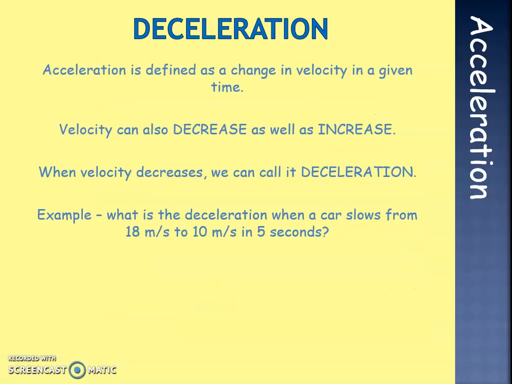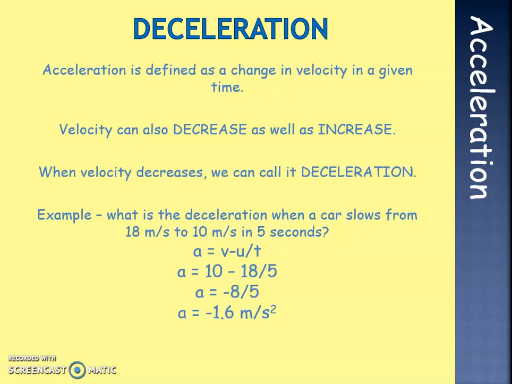Now, acceleration is defined as a change in velocity in a given time, and velocity can decrease as well as increase. When velocity decreases, we can also call it deceleration as well as acceleration. So what's the deceleration when a car slows from 18 to 10 in 5 seconds? We would do 10 minus 18, so that's final velocity minus initial velocity, giving us minus 8. Divide that by the time, which is 5, it gives us an acceleration of minus 1.6 meters per second squared.